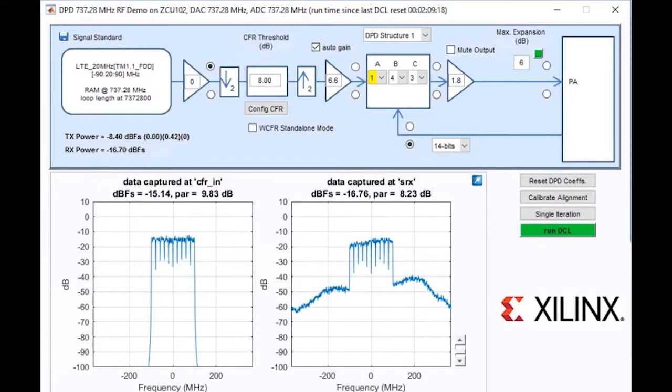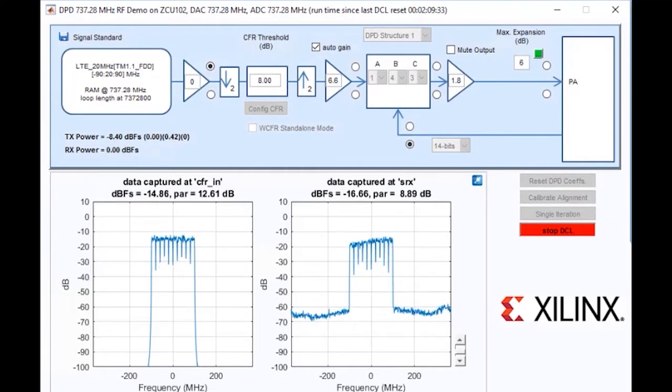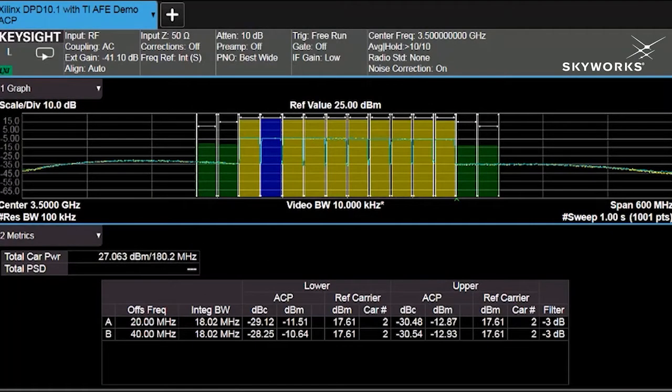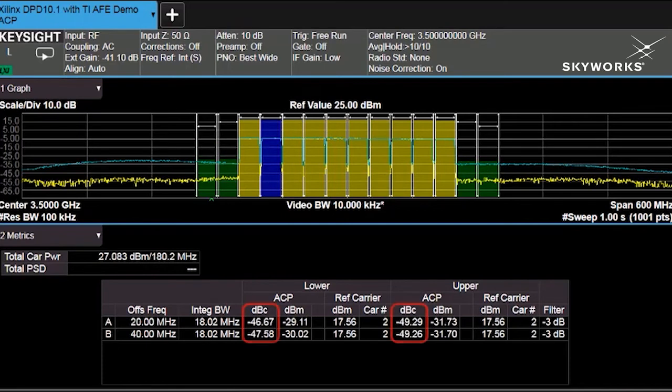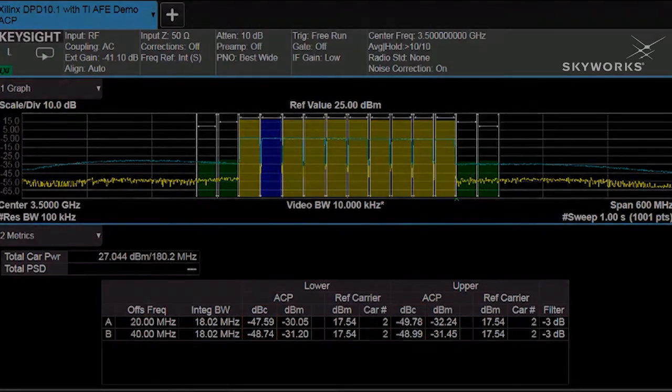So one more harder use case here where we are generating up to 200 megahertz of instantaneous and occupied bandwidth with 10 LTE-20 carriers. So when we activate the DPD running at a higher sample rate here, 737 megasamples, we can see the corrected performance. And now we look at the signal analyzer. And once we activate the DPD, you can see the corrected performance in the yellow trace. And again, 50 dBc, excellent performance in terms of adjacent channel power correction.